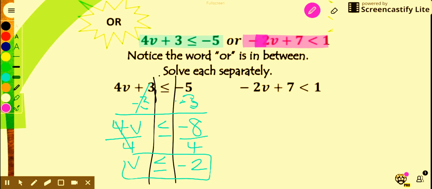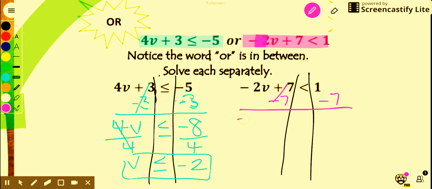Now I'm going to go ahead and do the second inequality. So for this one, just like before, I'm going to note where the inequality symbol is, and then I'm going to get the v by itself. So minus the 7. So I got -2v is less than -6. And I'm going to divide by -2. Okay, so I got v is 3.